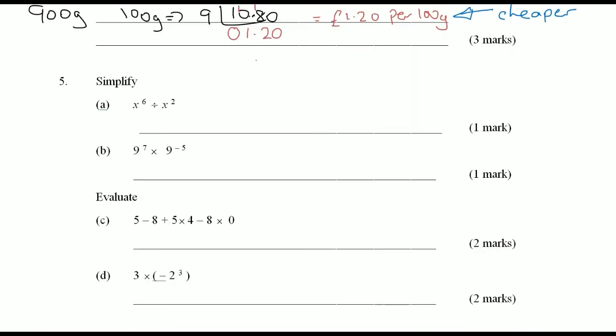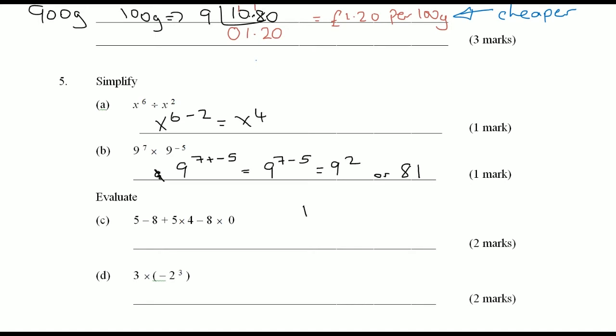Rules of indices for question number 5. x to the 6 divided by x to the 2. Well, when you divide, you take away the indices. So it's x to the 6 minus 2, so it's x to the 4. When you multiply, you add the indices. So it's 9 to the 7 plus minus 5. A plus and a minus gives you a minus. And that gives you 9 squared. Or you could write your answer as 81.